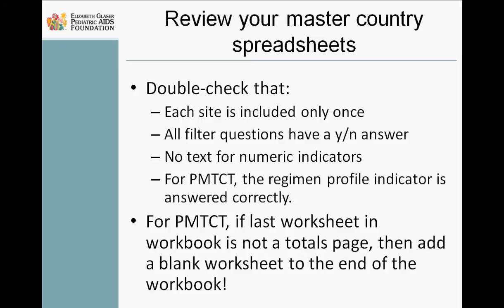Also, for indicators that should have numeric responses, make sure that there's no text there, that the answer is actually a number. Lastly, for PMTCT, double check that the regimen profile indicator, that's the first indicator that's in the EggPath offline reporting form, is answered correctly as regimen profile 1, 2, or 3. Lastly, for PMTCT only, if the last worksheet in the workbook of the master country spreadsheet is not a totals page, then you'll need to go ahead and add a blank worksheet to the end of that workbook.